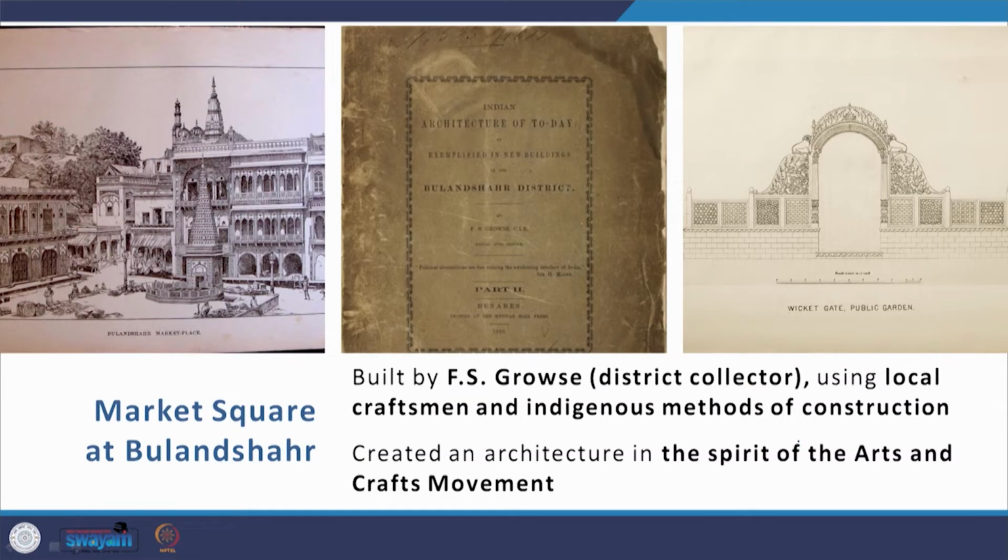And so in India, these British architects started looking at traditional Indian architecture more sympathetically. For example, F.S. Growse, who was the district collector of Bulandshahr, designed the market square of Bulandshahr, and even published an article on this called The Architecture of Today Exemplified in New Buildings, Bulandshahr District. And these are the pictures of the buildings that he had designed, and he had used local craftsmen and indigenous methods of construction, and he created an architecture which was in the spirit of the Arts and Crafts movement.